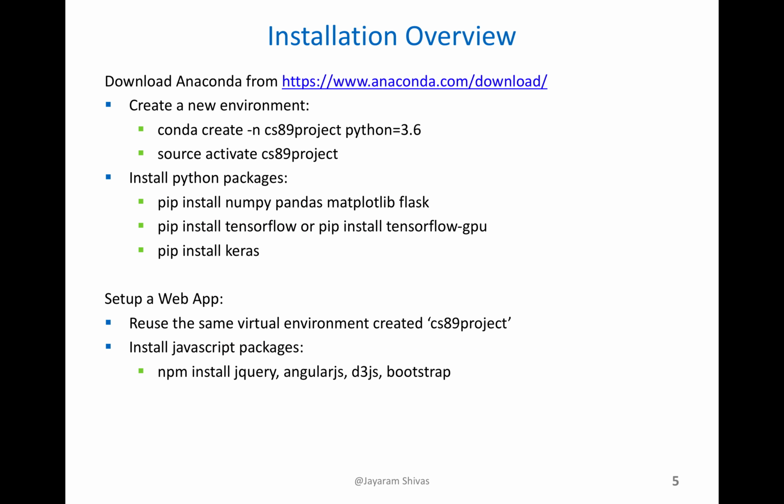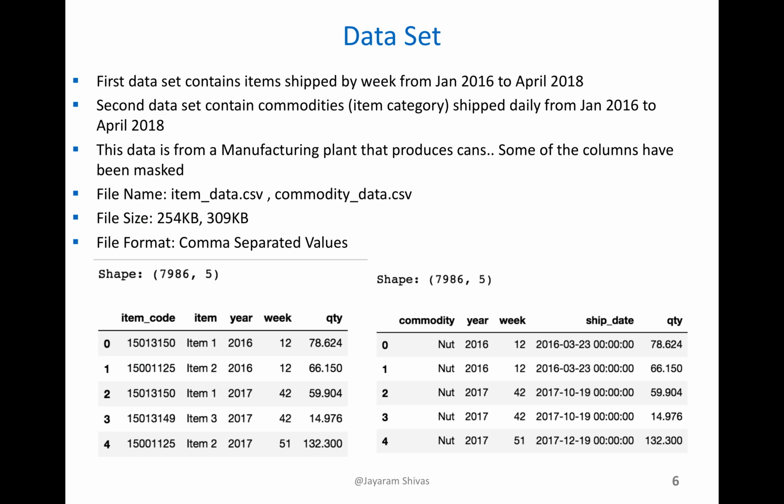So the installation of my project consists of, again, two parts. One is the model building part, where you download Anaconda. Then I created a separate virtual environment for this project, called it CS89 project, and installed NumPy, Pandas, Matplotlib, Flask, TensorFlow. And if you have a GPU, you can install TensorFlow GPU and Keras. Then I reused the same virtual environment for the backend of the web application, and then I installed jQuery, Angular, D3, and Bootstrap.